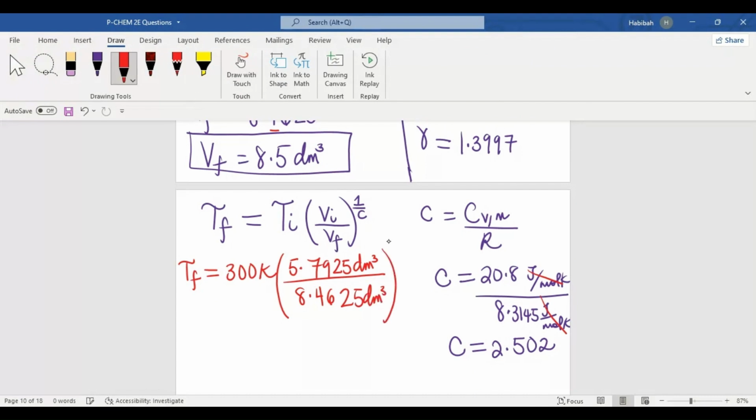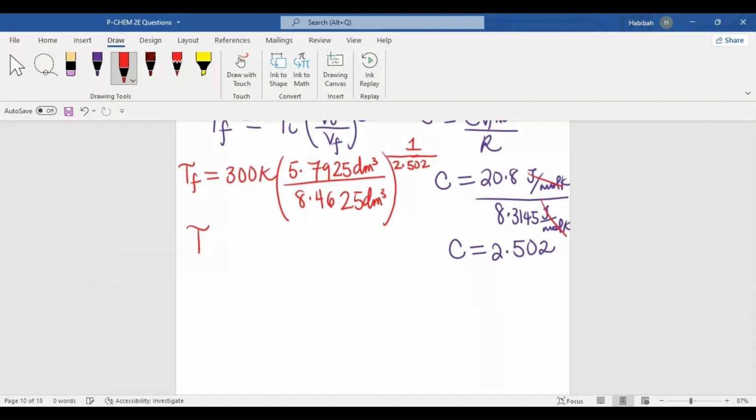All of this information is raised to the power of 1 over 2.502. So yeah, that's basically how it's done. So we have 1 over 2.502. So T final is now going to be, of course, cancel out the dm cube. We now have 300 Kelvin times whatever this information is in our calculator.